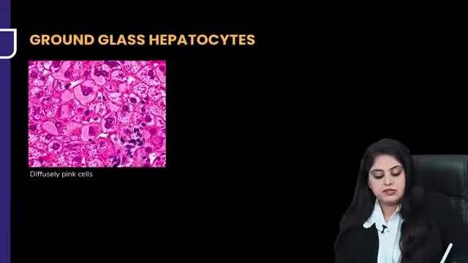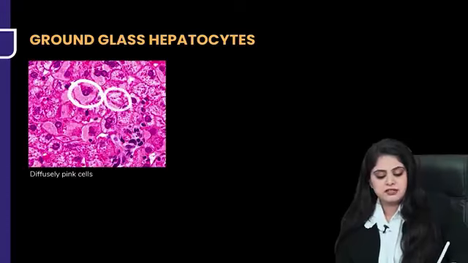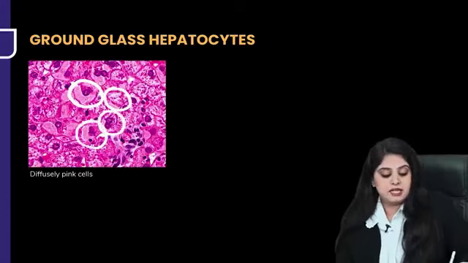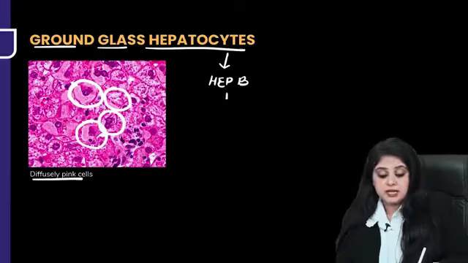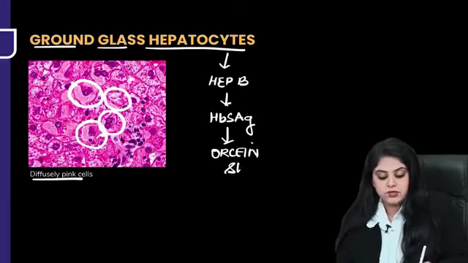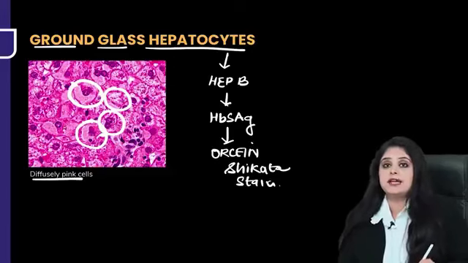Number one, can you see the liver is getting very, very pink? The cells are becoming very, very pink. These are ground glass hepatocytes which are going to be seen with hepatitis B infection. Hepatitis B means surface antigen. Surface antigen means which stain? I have already told you it is going to be the Orcein Shikata stain. So ground glass hepatocytes, remember, for hepatitis B.